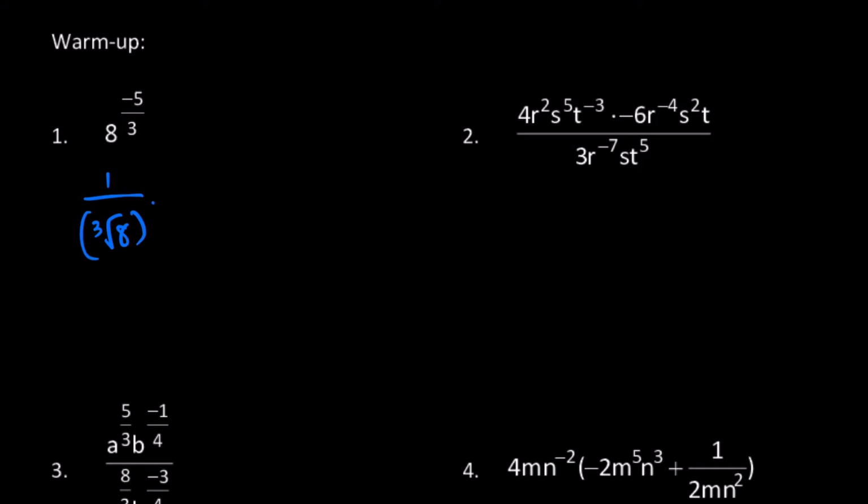We're going to take that to the 5th power. Cube root of 8 you should know is 2, and 2 to the 5th is 32. You can use your fingers to multiply that out, but that is one of our power families we should know.